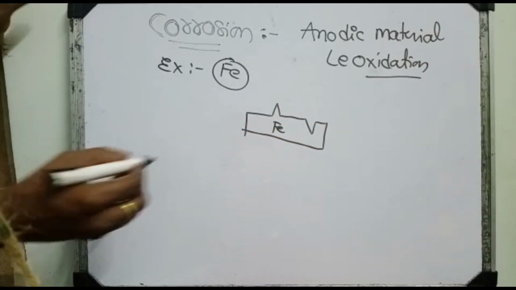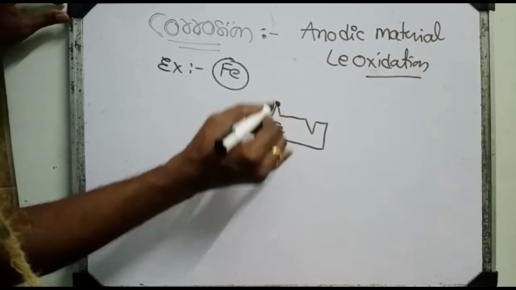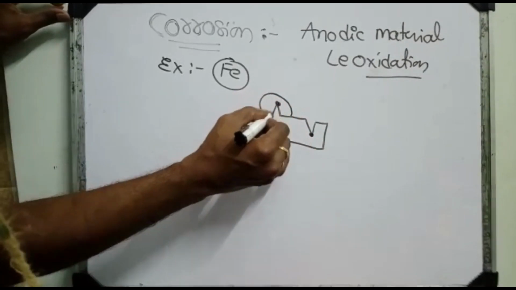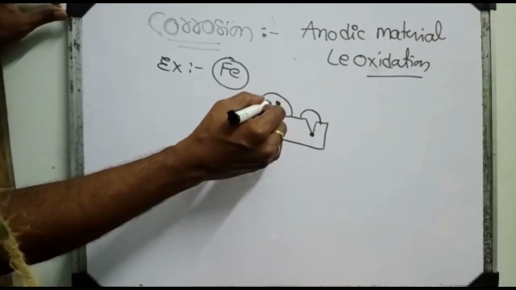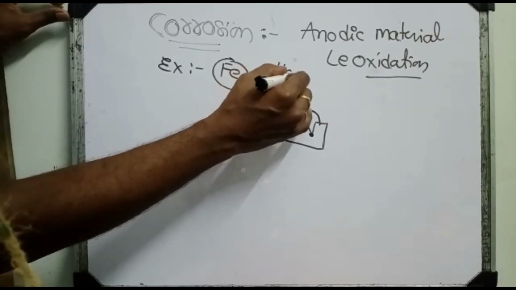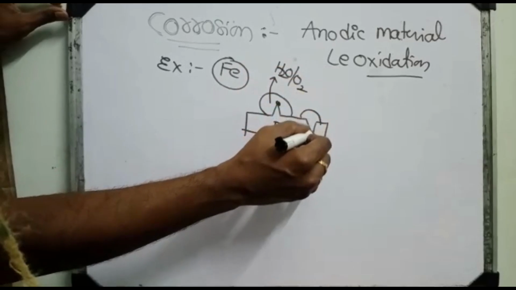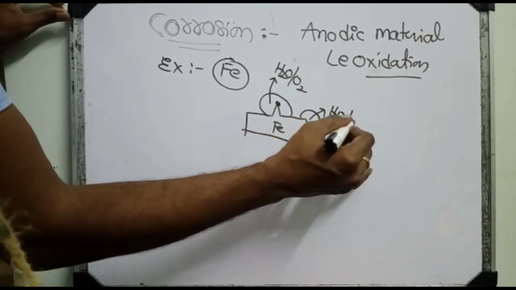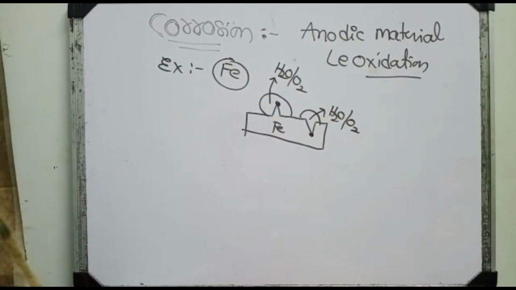Suppose iron. Sharp edges contain more charge. So this is covered with atmospheric gases. Atmospheric means what? Water is there and oxygen. These are the famous ones. So here also water, otherwise oxygen is attracted.